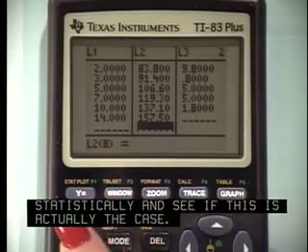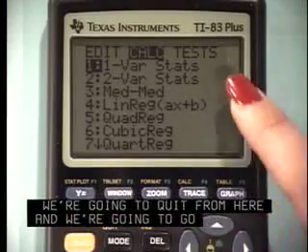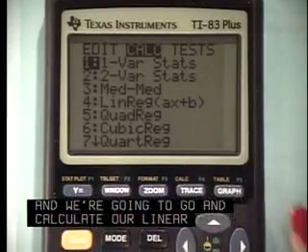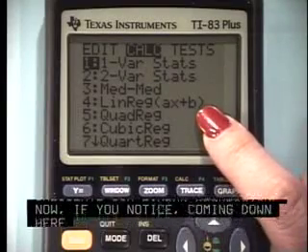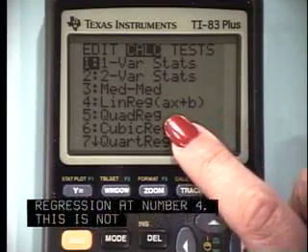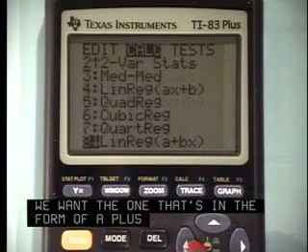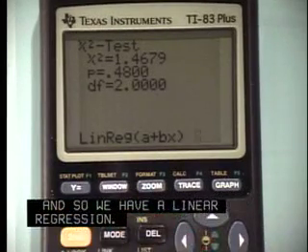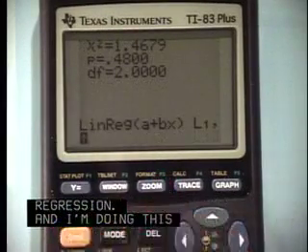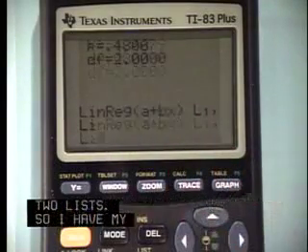We're going to quit from here, and we're going to go and calculate our linear regression. Now, if you notice coming down here, there's a linear regression at number 4. This is not the one we want. We want the one that's in the form of a plus bx. And so we have a linear regression, and I'm doing this on the first 2 lists. So I have my data in L1 and my frequency in L2.